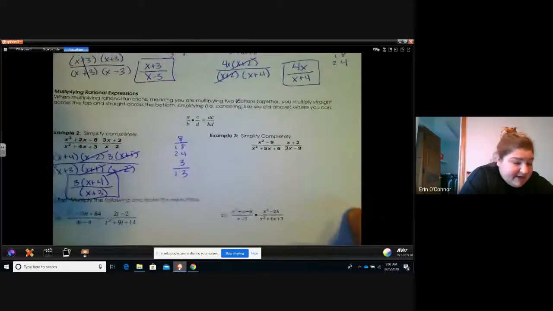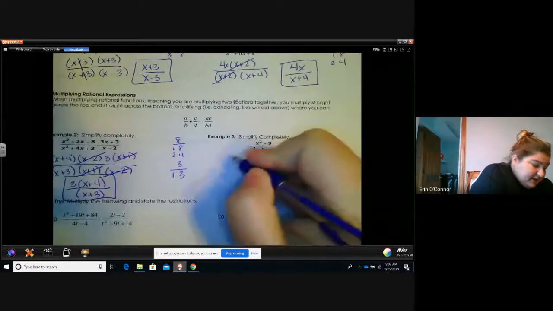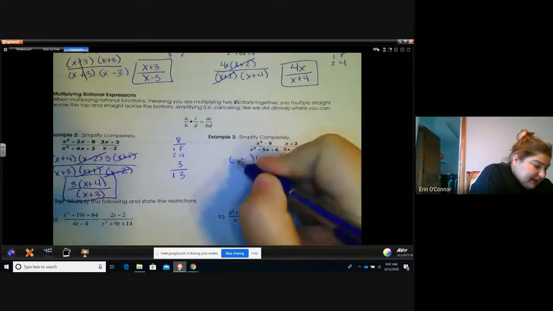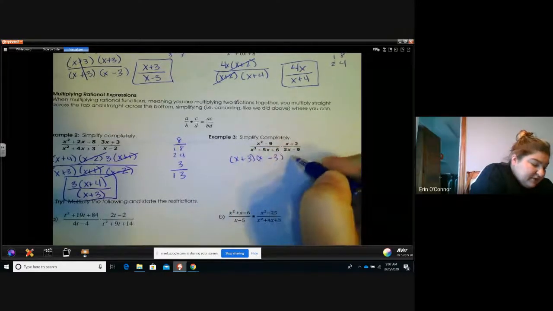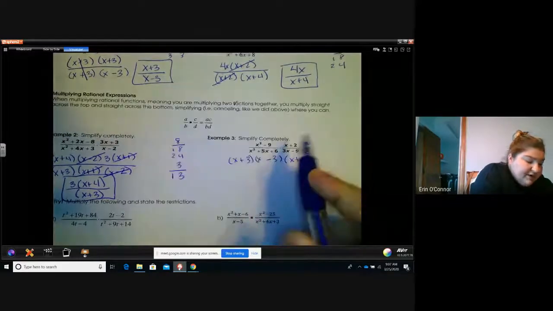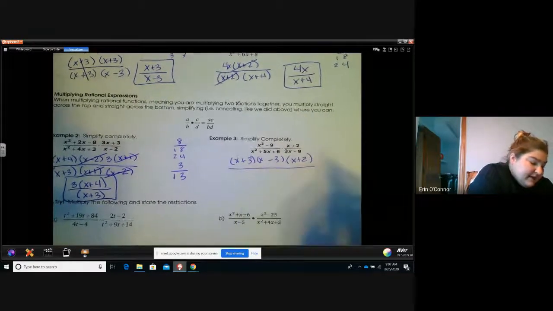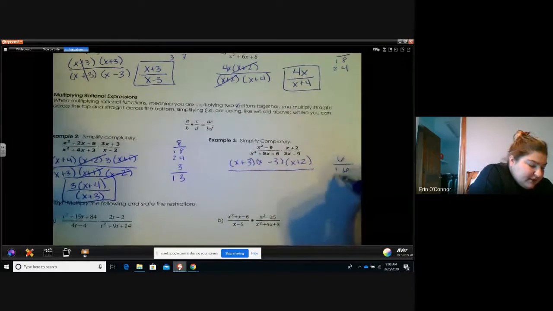So first we have to factor the top. This is a difference of squares. So we have a plus, a minus. It's going to be x plus 3, x minus 3. And then multiply it by what's in the numerator on the other one because we're just multiplying across the top. And then in the denominator, I need factors of 6: 1, 6, 2, and 3.